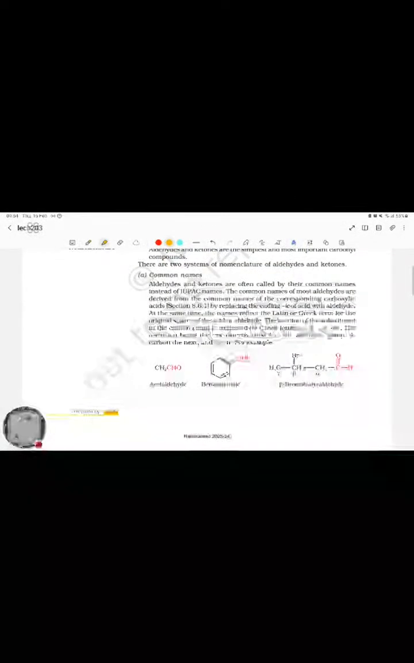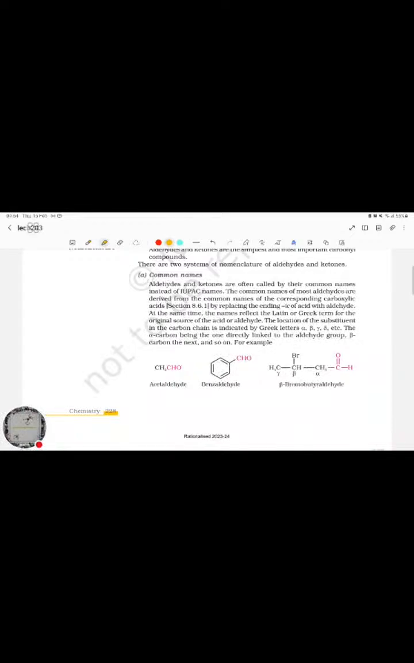So this is an important point: the common names of most aldehydes are derived from the common names of the corresponding carboxylic acids by replacing the ending IC of the acid with aldehyde. The names reflect the Latin or Greek term for the original source of the acid or aldehyde.